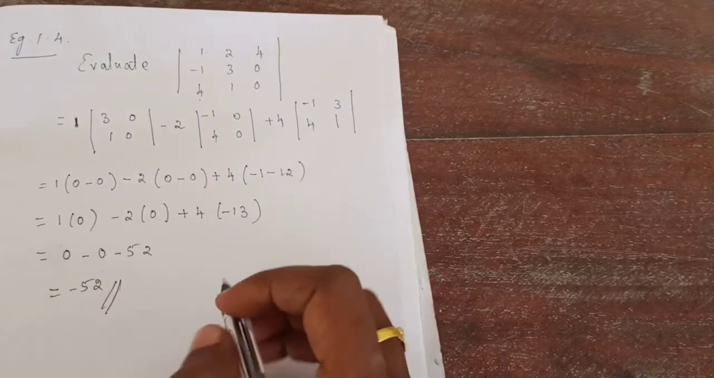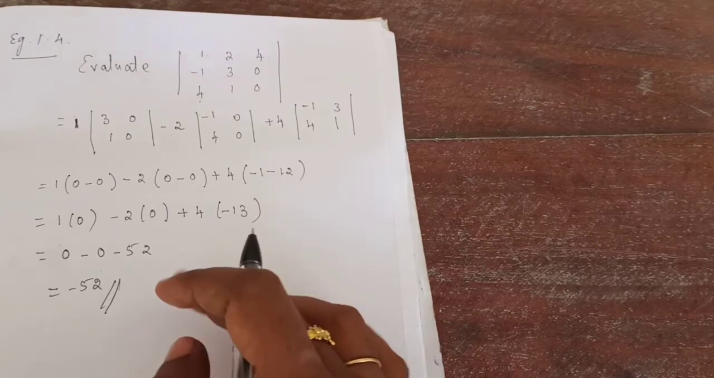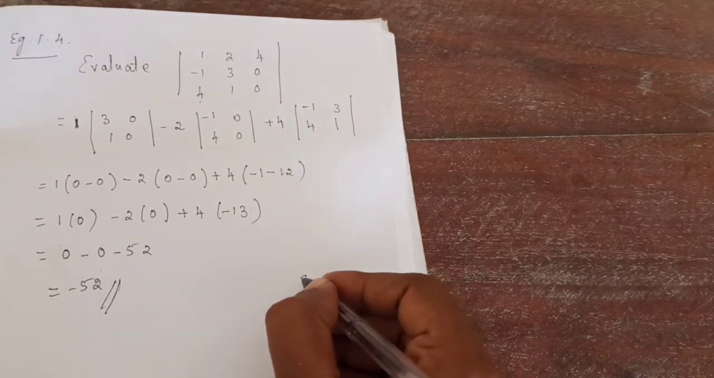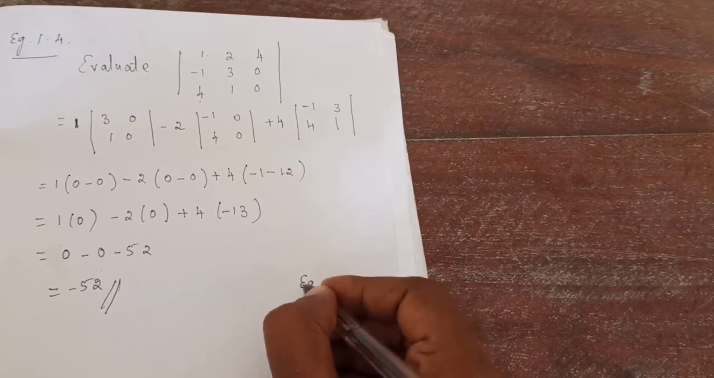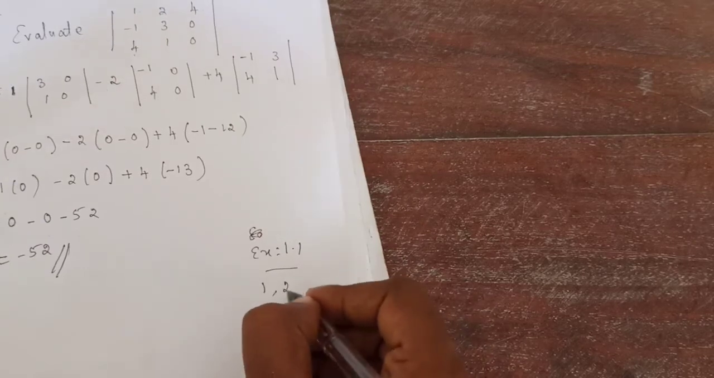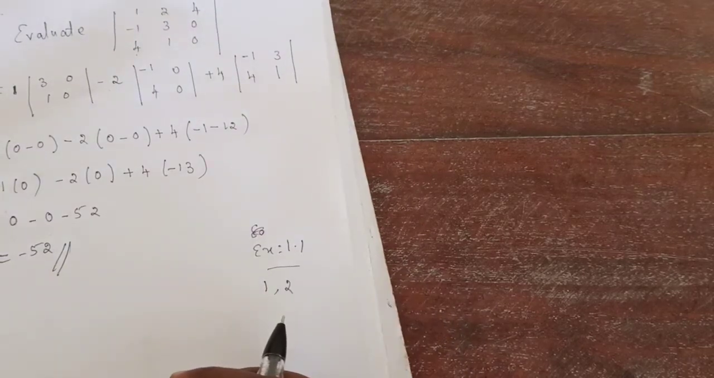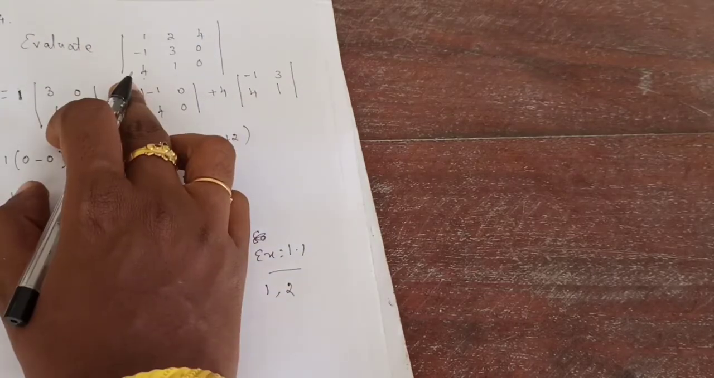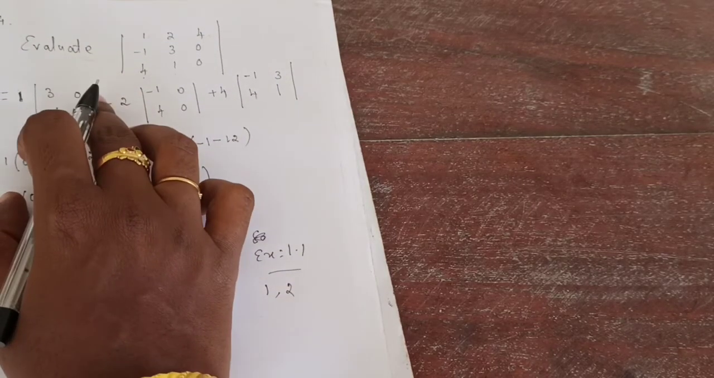So today we have learned some fundamental definitions, and I have completed 4 examples. I am giving you 2 problems to do at home: exercise 1.1, problem numbers 1 and 2. The first problem is to find the minor and cofactor. We have already done one problem on a 2 by 2 matrix and one on a 3 by 3 matrix. The second question is to evaluate, the same as this question.